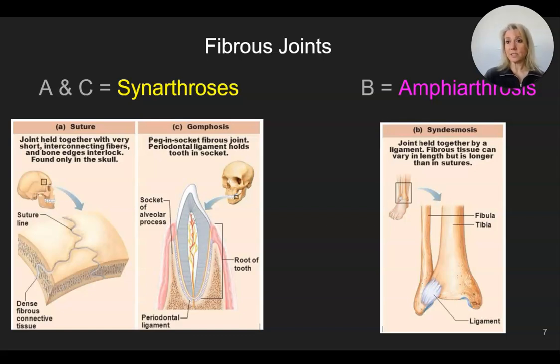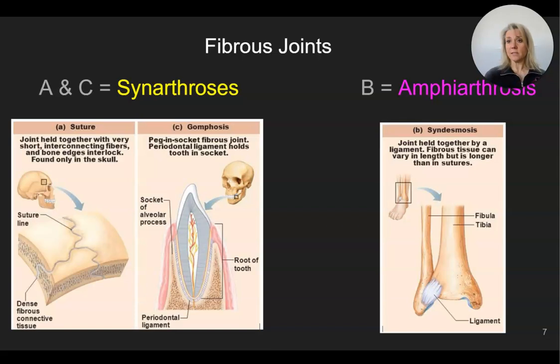Our last one is called a syndesmosis. A syndesmosis is very similar to a suture except for one difference. The fibers that are holding these bones together are longer, so they are going to offer a little bit of wiggle, a little bit of movement. So we would classify a syndesmosis as an amphiarthrotic joint or an amphiarthrosis.